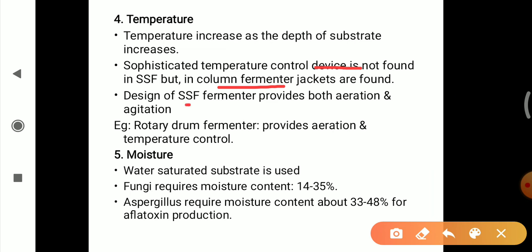Design of SSF fermenter provide both aeration and agitation. Rotary drum fermenter provide aeration and the temperature control, that we will see. Moisture, water saturated substrate is used. Fungi required moisture content is around 14 to 35%. Aspergillus required moisture content about 33 to 48% for the aflatoxin production.